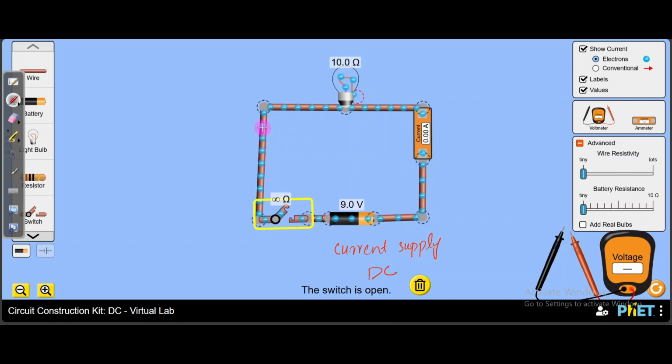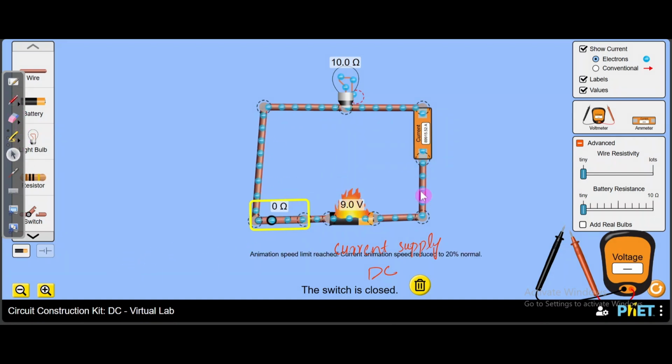Now we will see what will be the behavior of electrons inside this conductor if we provide the DC. So here I am going to turn on this switch. The current will start moving in this conductor, and if you see the direction of the electrons, the flow of electrons is in one direction, from the negative terminal of this battery to the positive terminal of this battery. So this is the behavior of electrons if we provide the DC source.